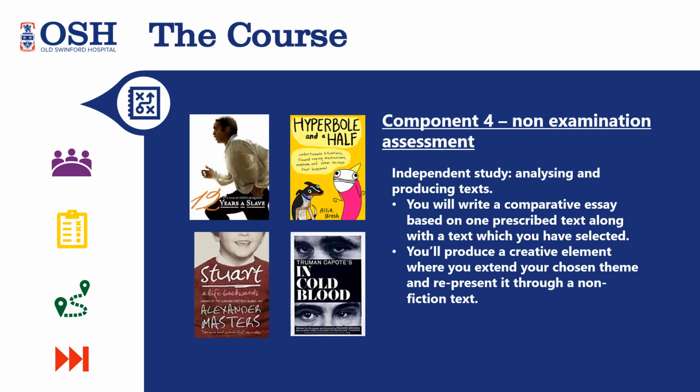Unit 4 is your non-exam assessment, so you'll set that in at the end of year 12 going into year 13, and that's an independent study. So if you do history and geography as well, they are courses which have an NEA component. As part of that, you will write a comparative essay based on one prescribed text along with a text that you have selected. So if you look on the OCR specification page, you can have a look at some of those texts that you may wish to compare it with.